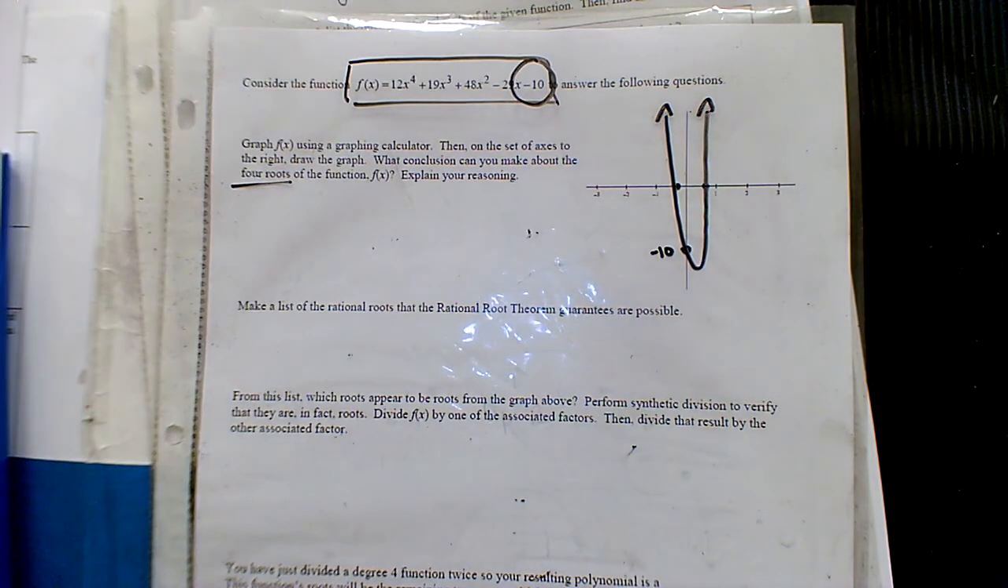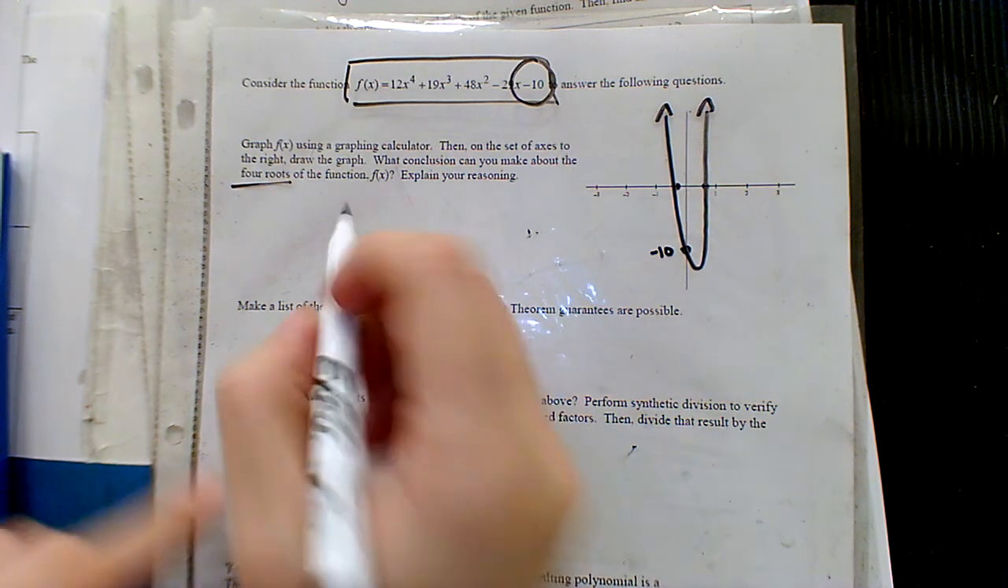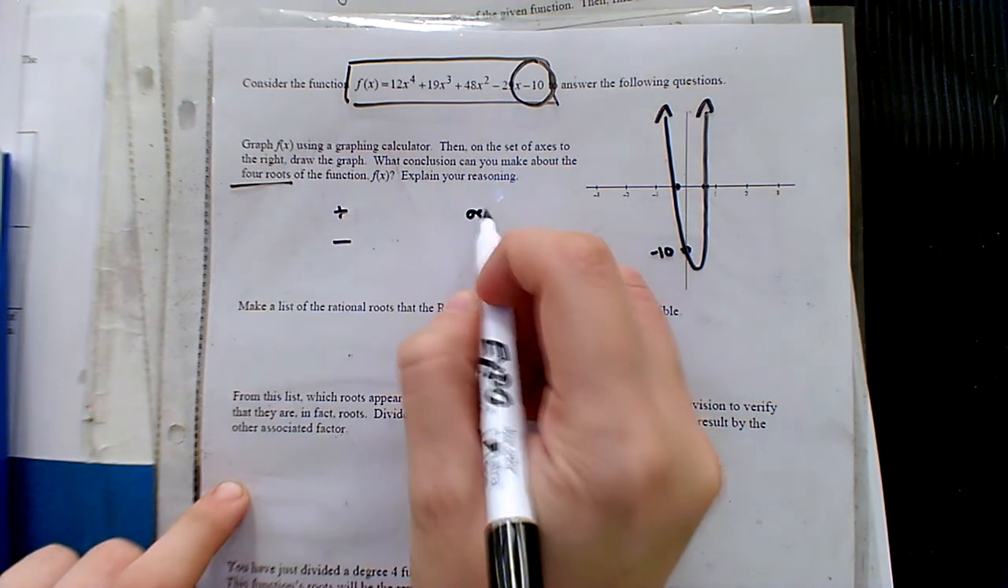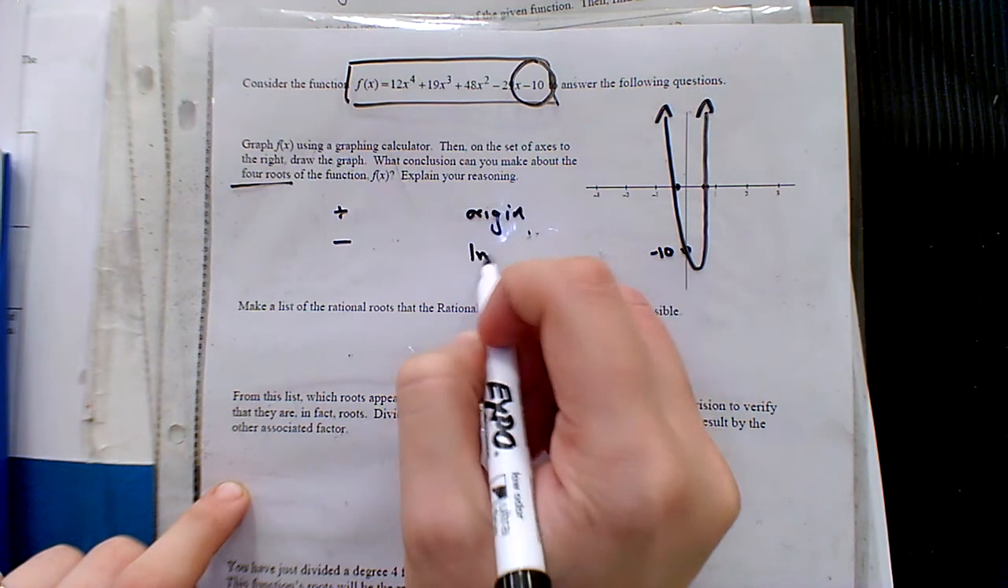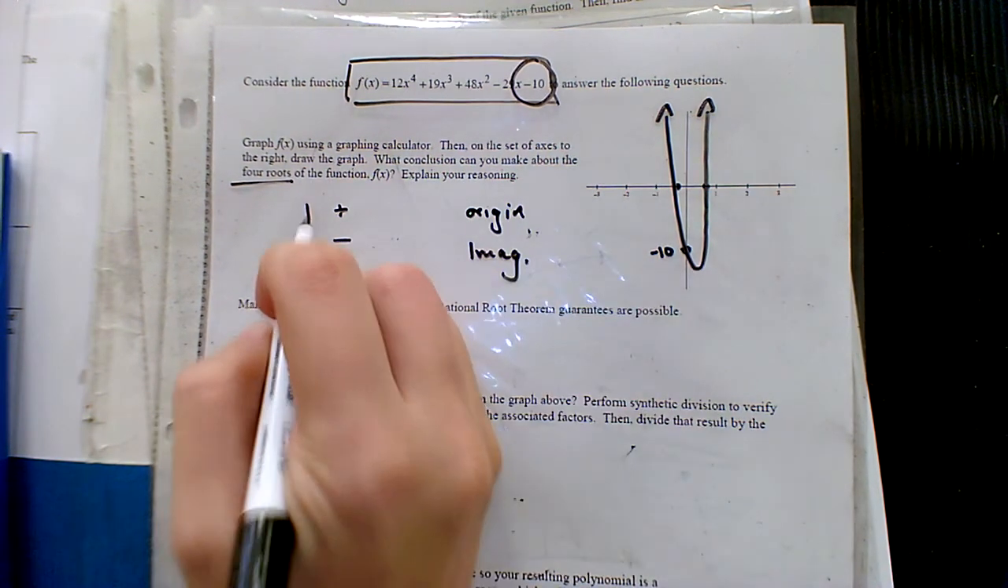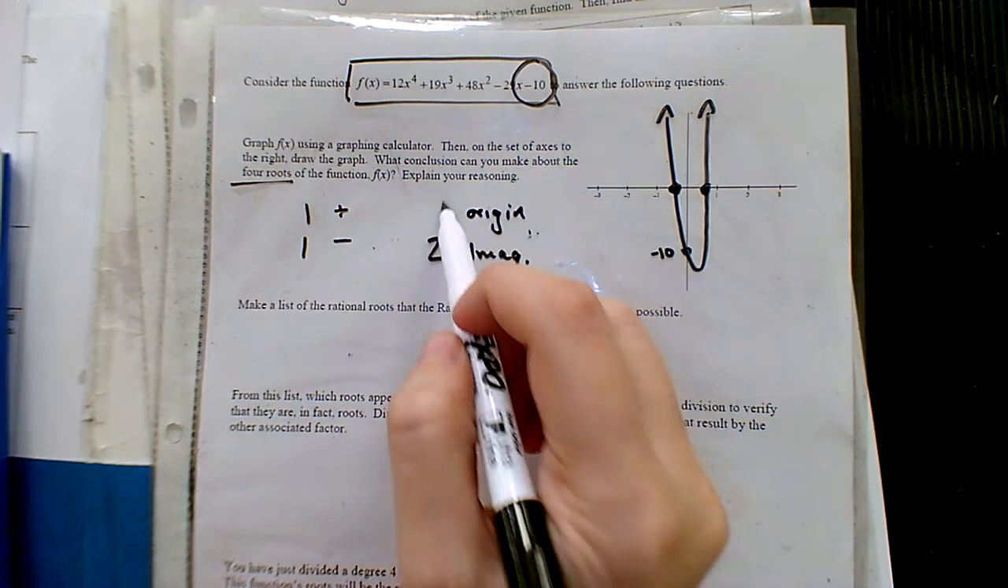Our degree was 4, so can we figure out the types of x-intercepts we have? Can we figure out how many positive, negative, at the origin, and imaginary? Yeah? 1 positive, 1 negative, and 2 imaginary. 2 imaginary, yep. 1 negative, 1 positive. Those are graphable. We can see them. That only brings us up to 2, though, so that means the 2 we can't see are imaginary.